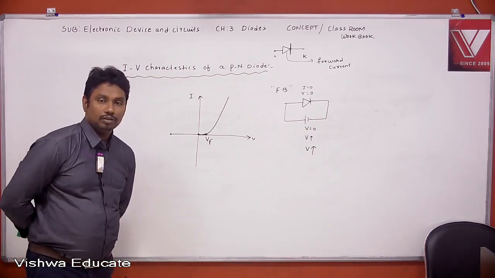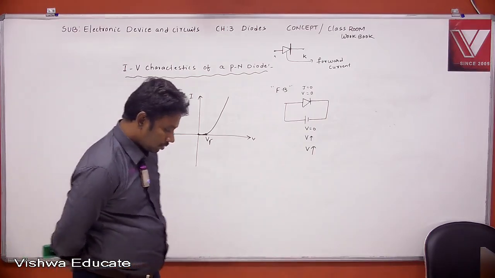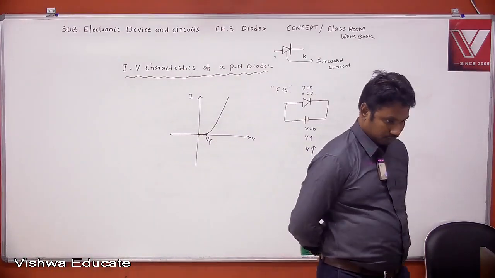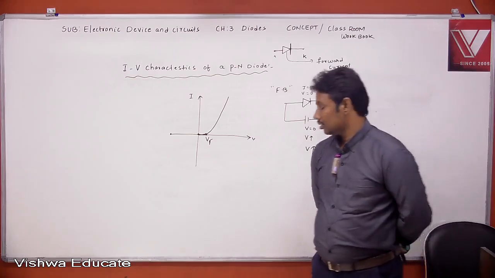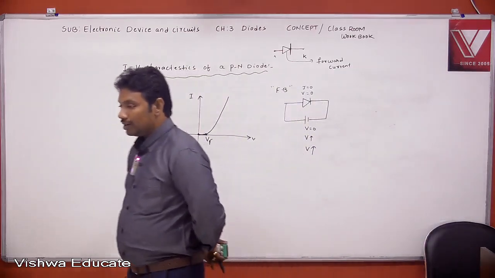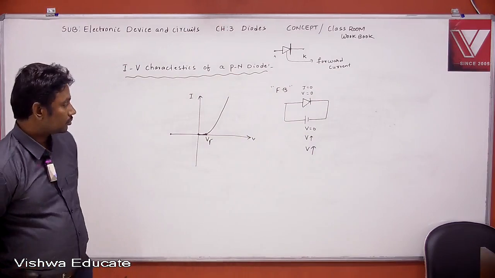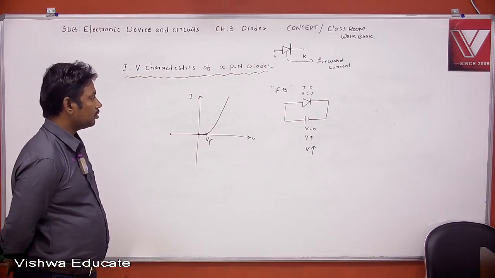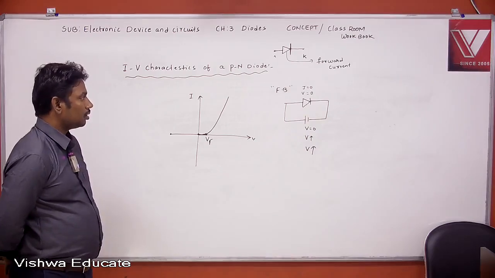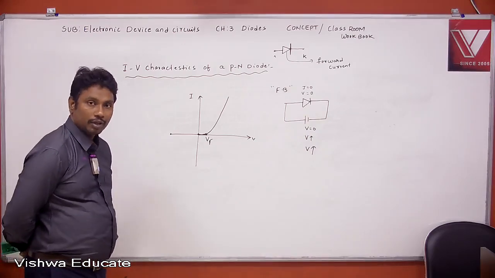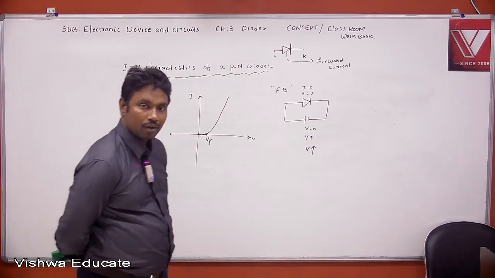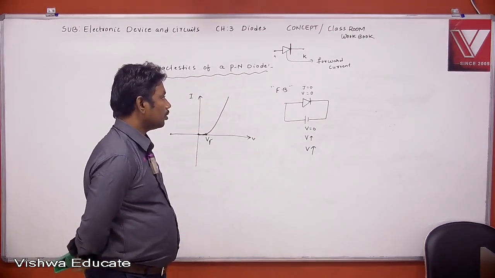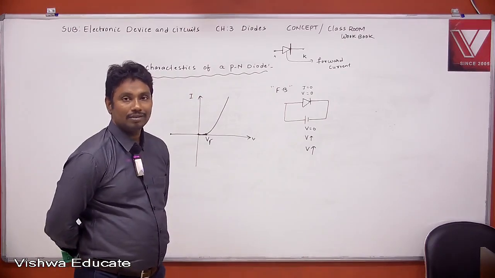Right. Write down notes. First, heading: forward bias. When applied voltage is equal to 0, then both current through the diode and voltage across the diode is 0.